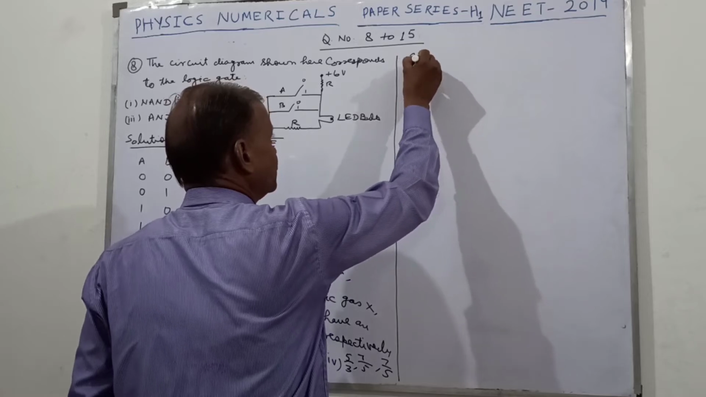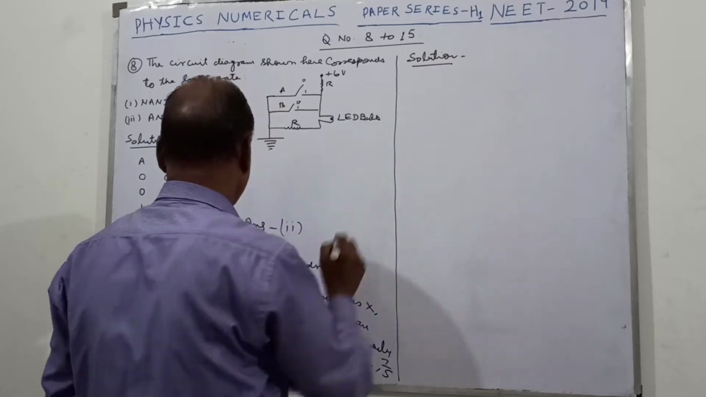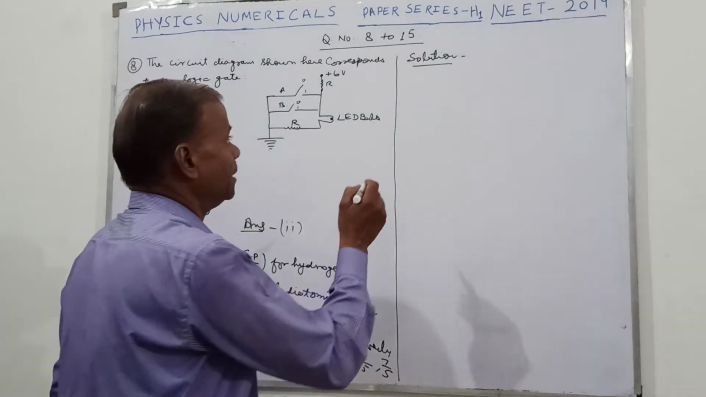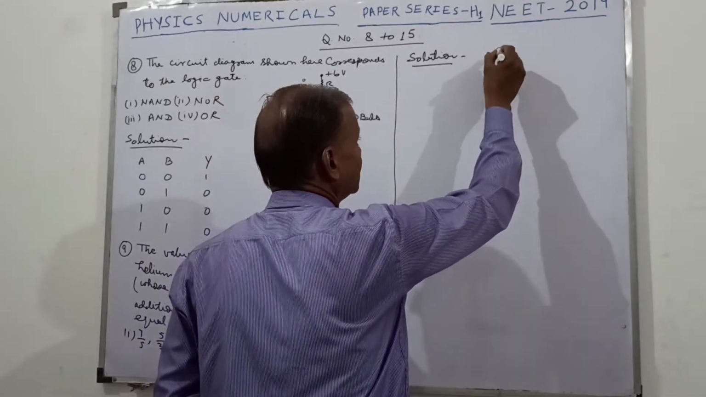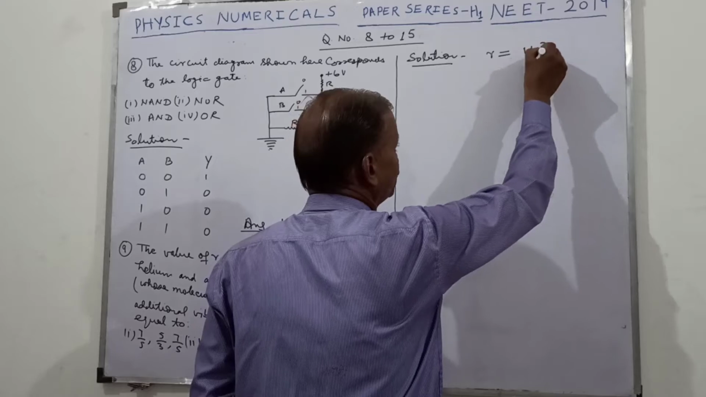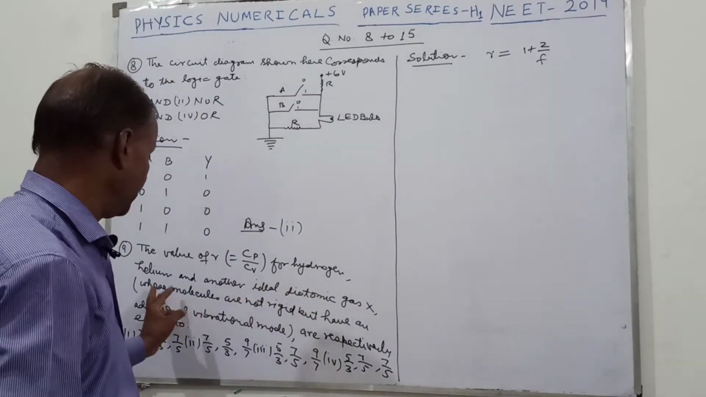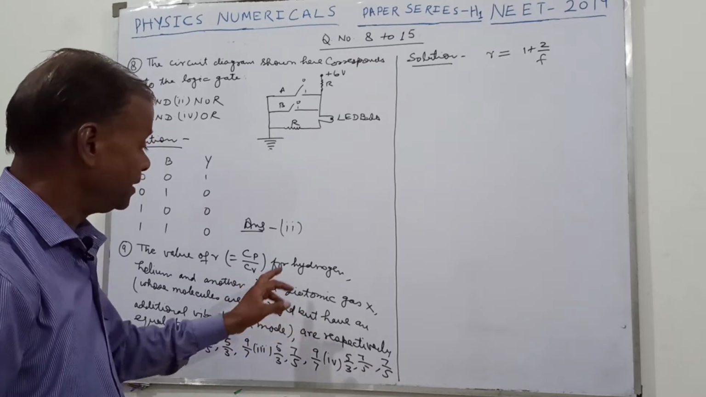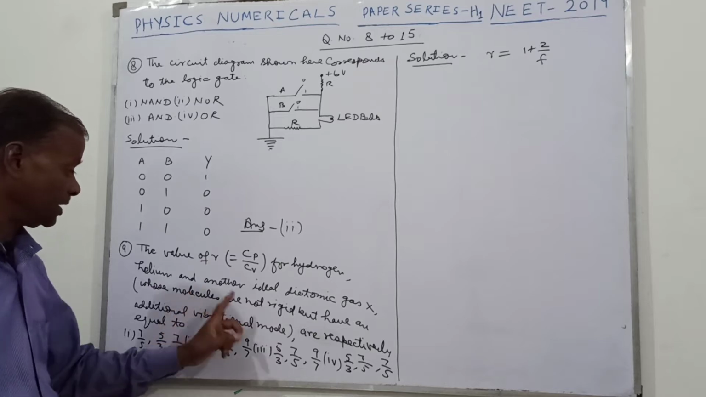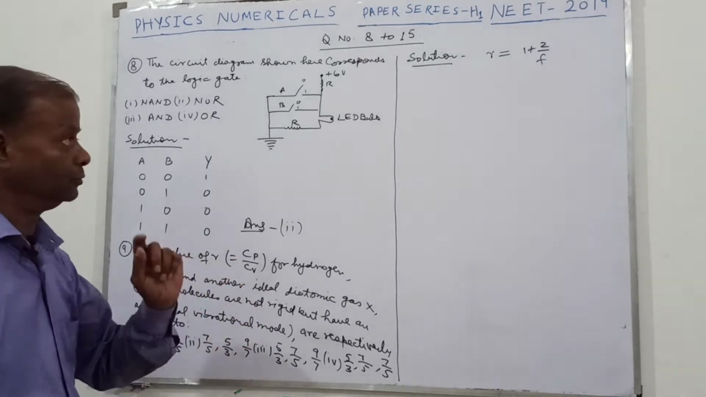Now the solution. This is given the atomicity, gamma equal to Cp upon Cv, and we know that gamma equal to 1 plus 2 upon F. The three gases are given here: hydrogen, helium, and another ideal diatomic gas. The condition is that its molecules are not rigid but have an additional vibrational mode.